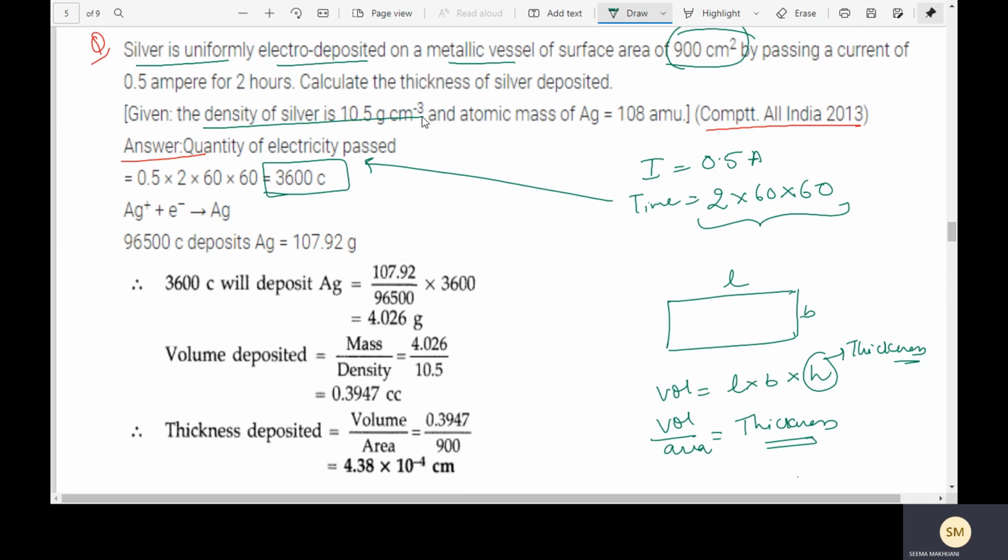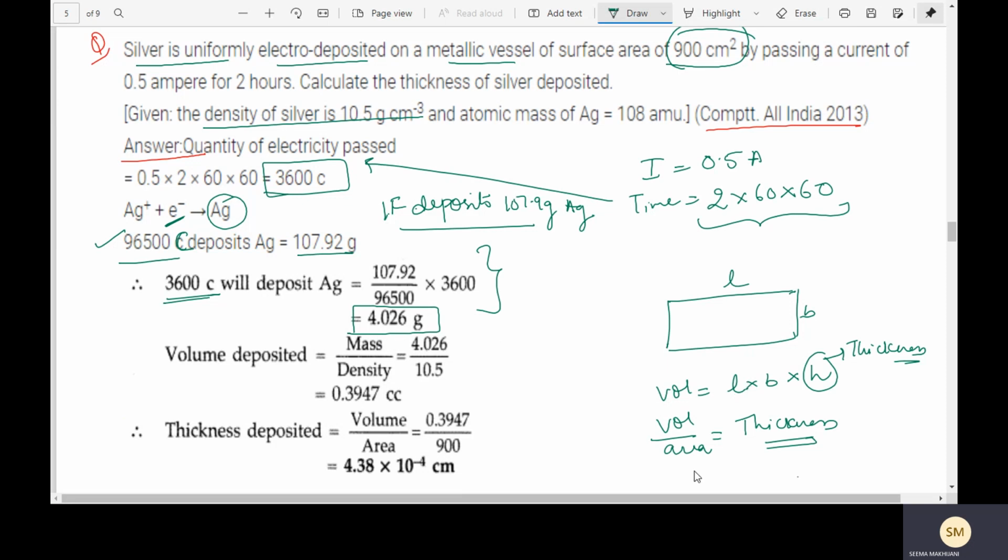Density is provided. Now let's see. To deposit 1 mole of silver you require 1 mole of electrons, that is, 1 Faraday deposits 107.9 grams of silver, is what you understand. 1 Faraday is 96500. So 96500 coulombs will deposit this many grams of silver. You have got only 3600 coulombs. So how much will 3600 coulombs deposit is the unitary method. And you understand that this is the mass of silver which will deposit.